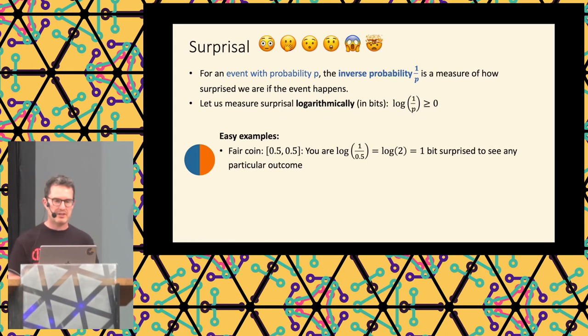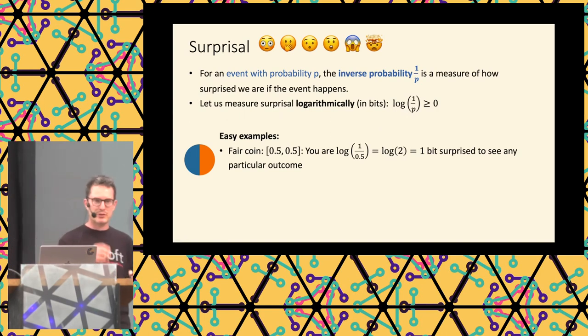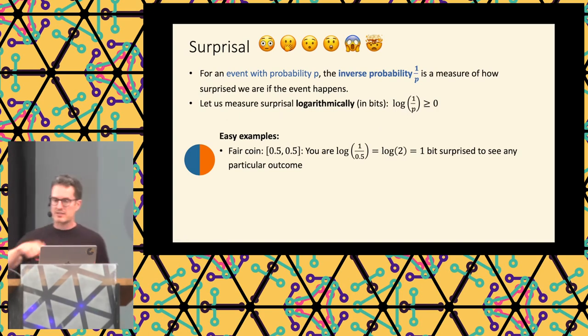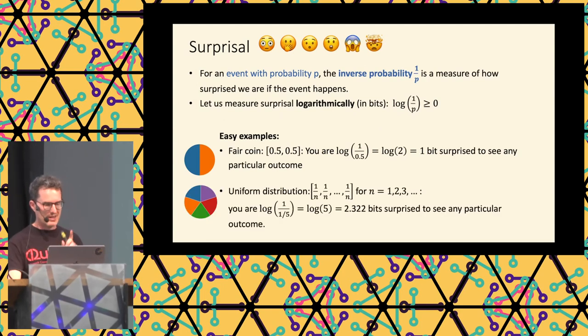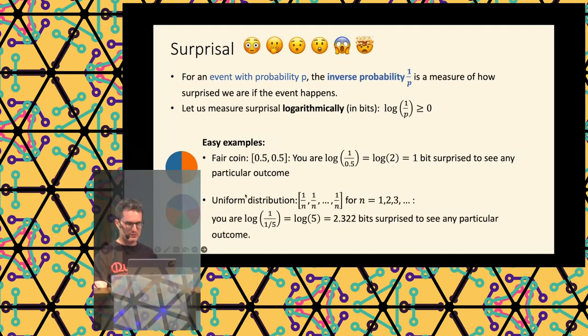Again, an easy example, and maybe the most important example as well: a fair coin. If you just flip a coin, you are log of 1 over a half, and that's log of 2, 1 bit surprised to see a particular outcome. So if you flip 2 coins, you're 2 bits surprised. That's the reason why we use the logarithm. It nicely adds up. And if you flip a bunch of coins, then we are that many bits surprised to see a particular outcome.